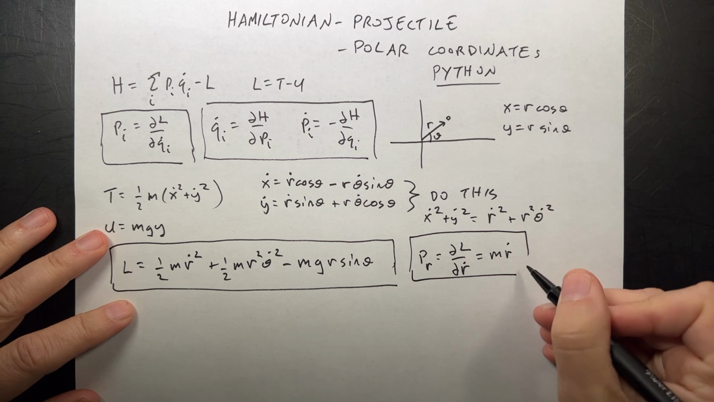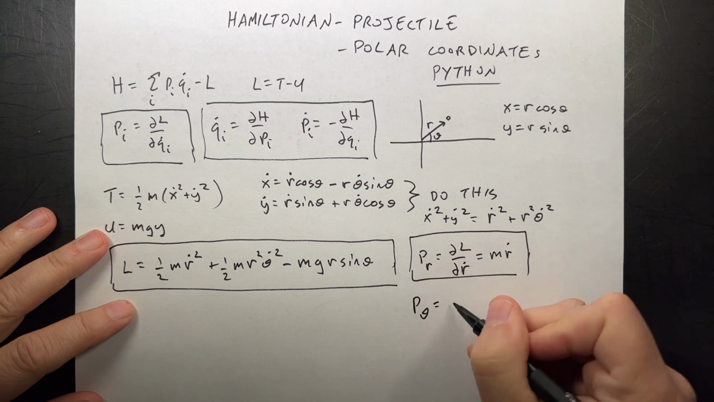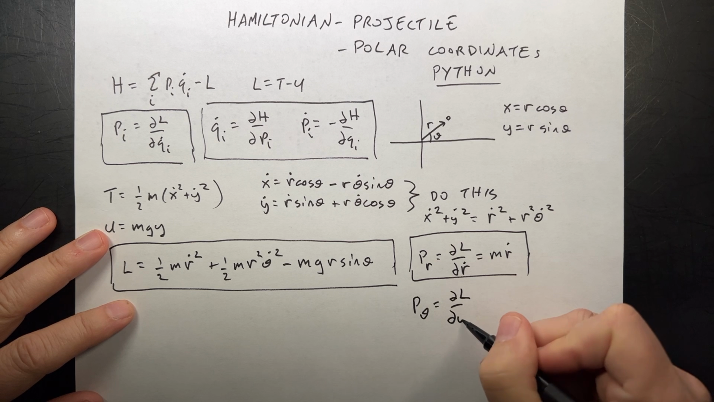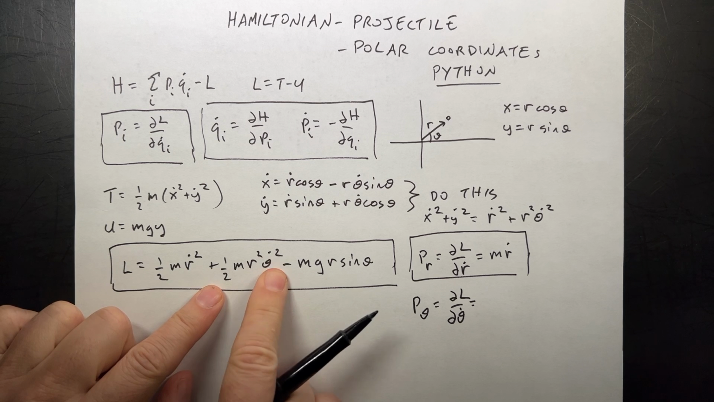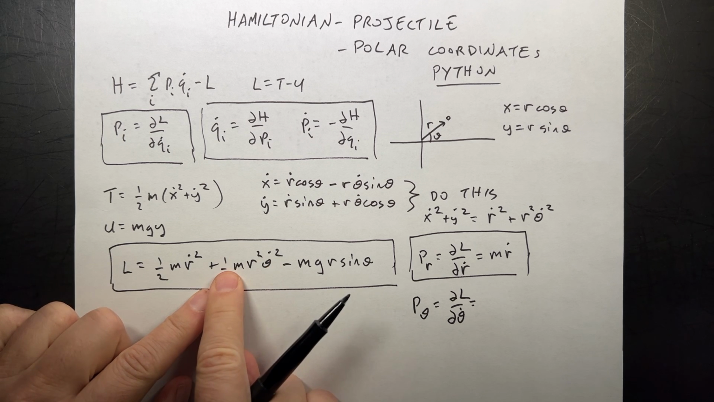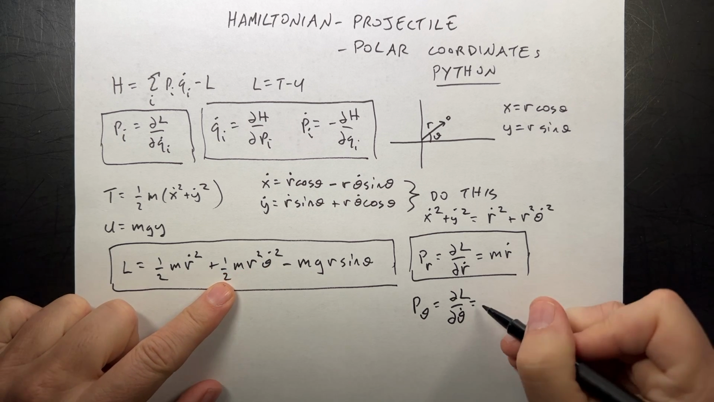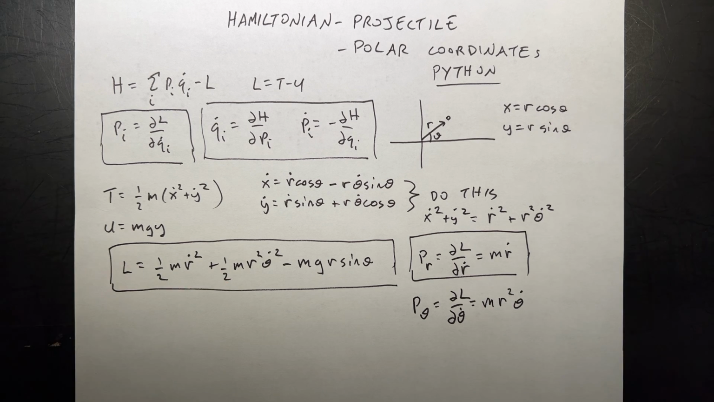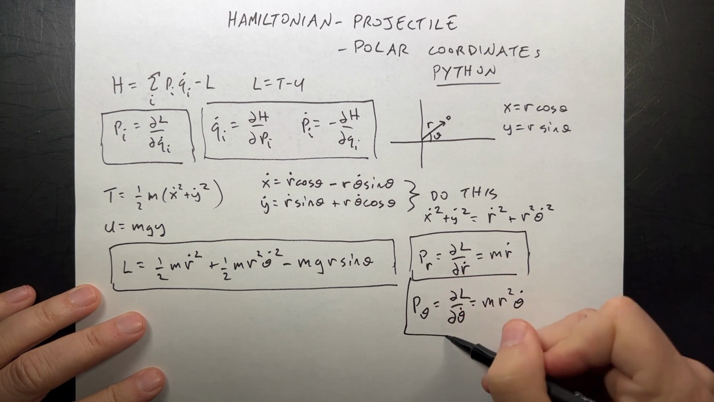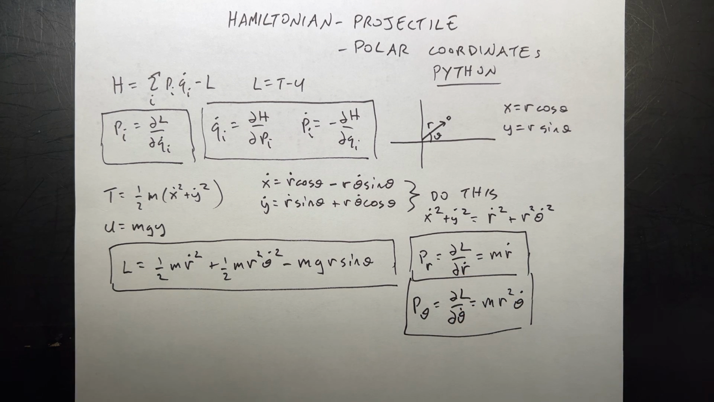Now what about p theta? P theta is going to be the partial of L with respect to theta dot. There's the theta dot, okay? So I bring the 2 down, I get 2 over 2, and I get m r squared theta dot. So in this case, the theta momentum is not just mass times velocity, right? We have this m r squared term in there. It's not real momentum. I mean, it's angular momentum. Spoiler alert, that's angular momentum.